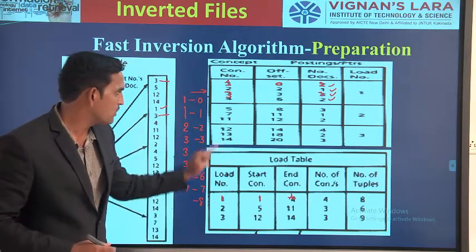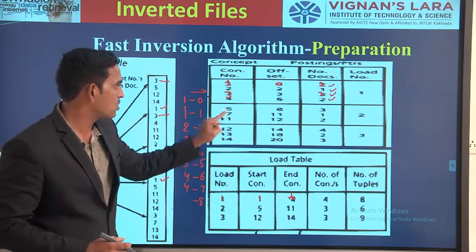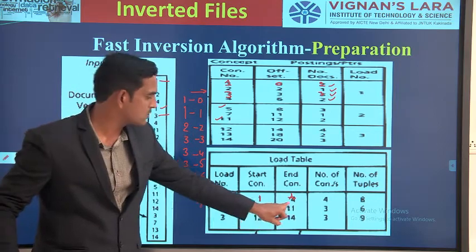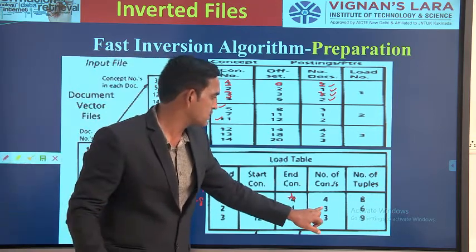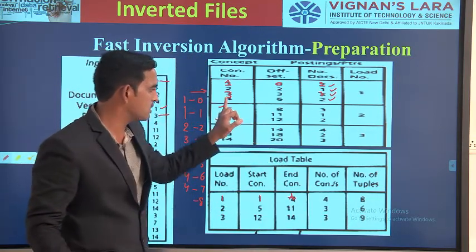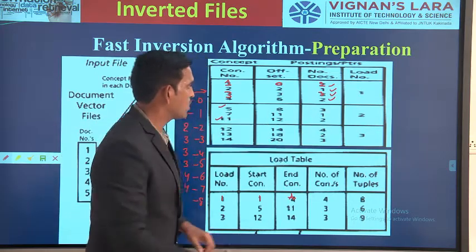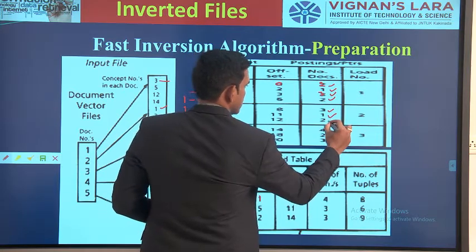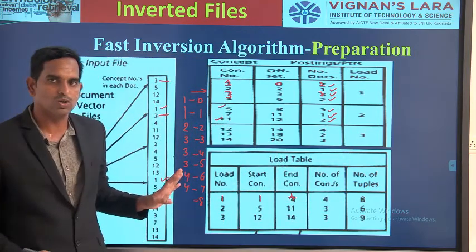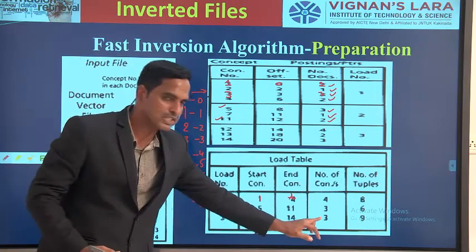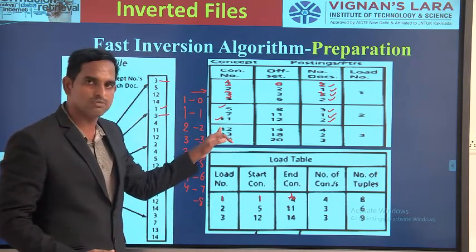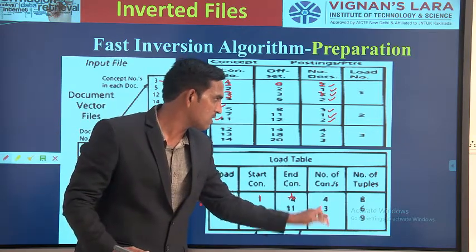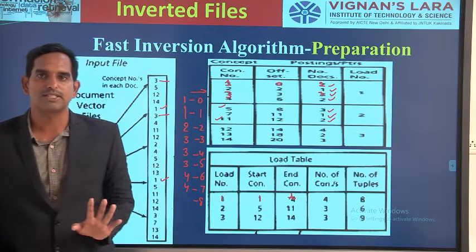The second load will start from the 5th concept to the 11th concept, and it is having 3 concepts in that load. And how many tuples? 3 plus 1 plus 2, that is 6 tuples present in load 2. In a similar manner, we will have load 3, where the starting concept will be 12 and the ending concept will be 14, with the number of concepts as 3 and the total number of tuples as 9.